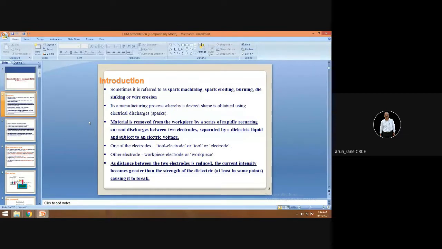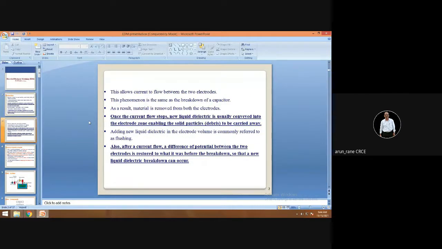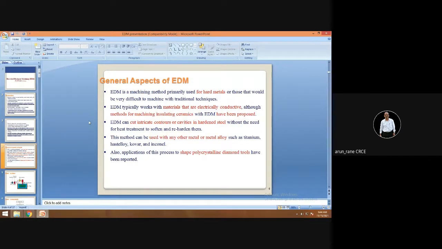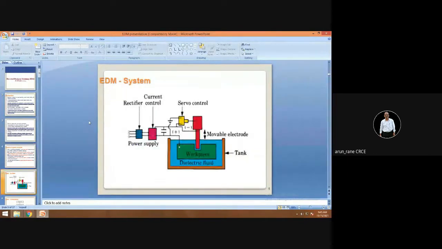The moment the current intensity becomes greater than the strength of the dielectric, the dielectric is broken, and for that particular time there is a short circuit and the electrons flow from the electrode, that is the tool, to the workpiece, and it causes the erosion. The limitation of EDM is that it is used only for conductive material. So just have a look at this. Just give me 1 minute.